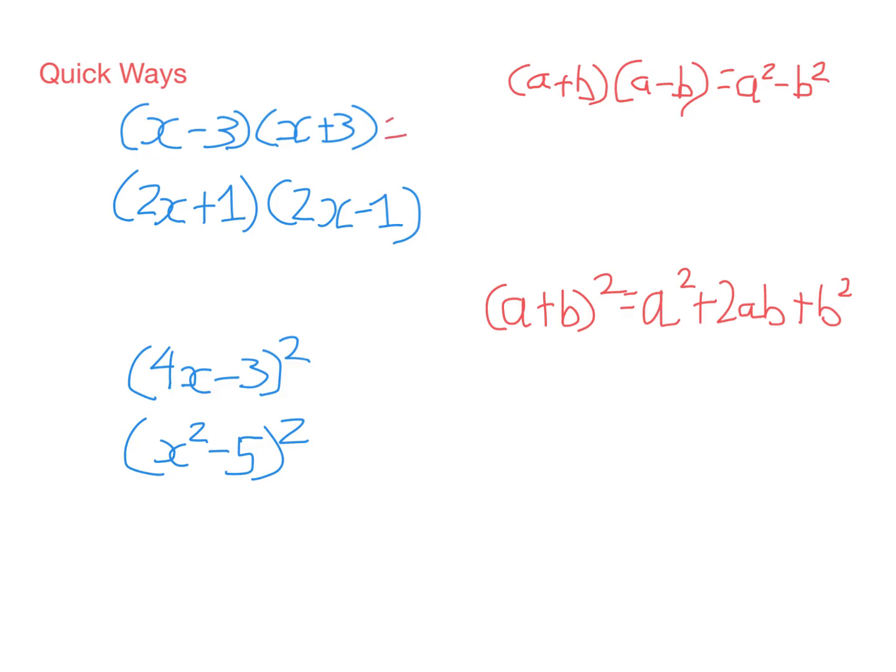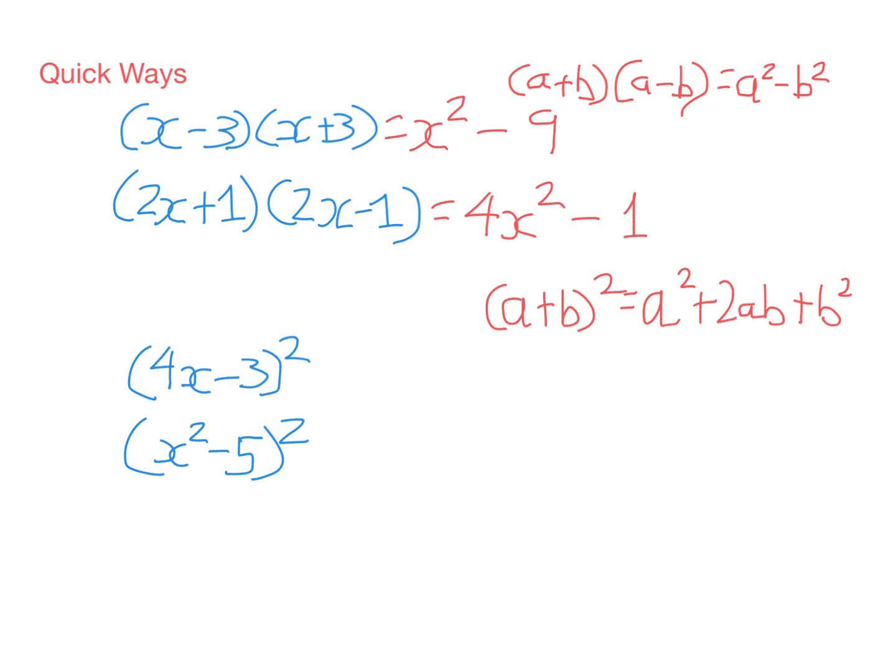So to quickly do that, I square the first term, so that's squaring x. I square the second, which is 9, and stick a minus between them. For this one here, I'm going to use the same idea because I have the same two terms in each bracket, but one's a plus, one's a minus. So I simply square the first term, so 2x all squared gives 4x squared. I square the second term, 1, stick a minus between them.